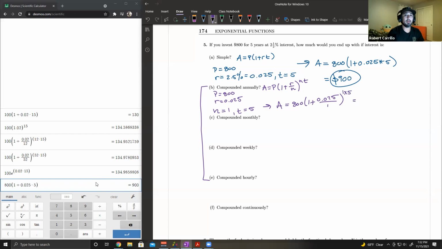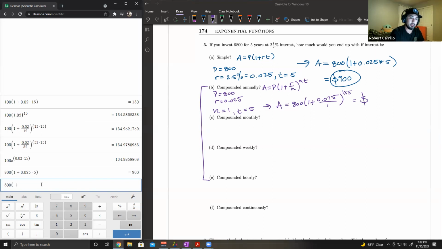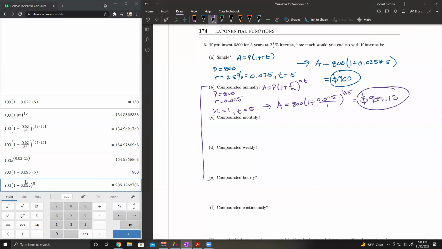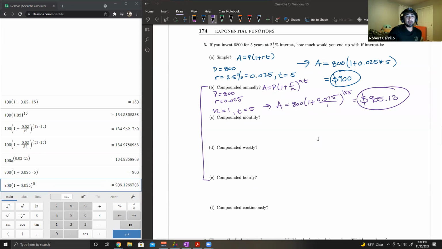And let's see what we got. 800 times 1 plus 0.025. I'm just going to leave it at 0.025 because that over 1 is itself. And then all raised to the 5th. We'll make $905.13. Okay, so that's annually.